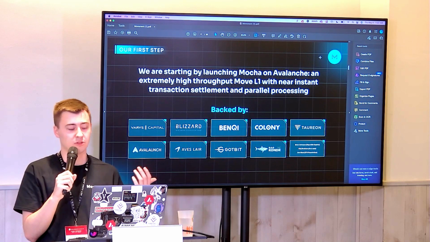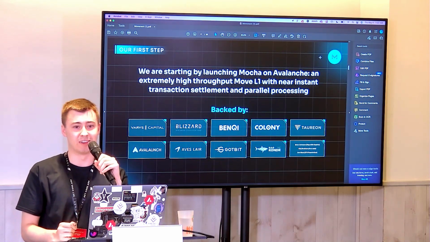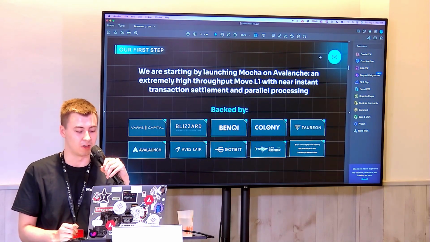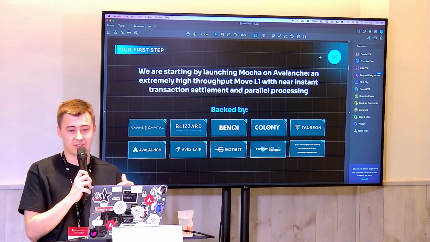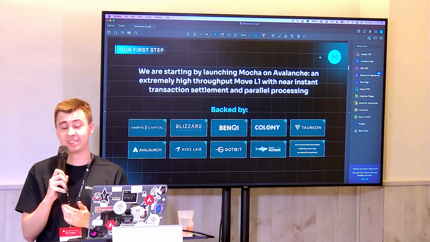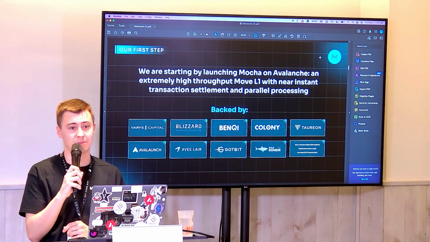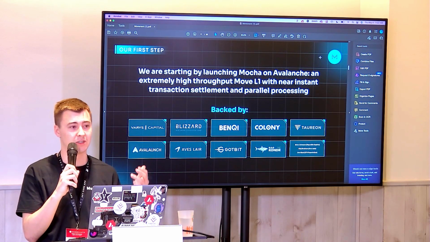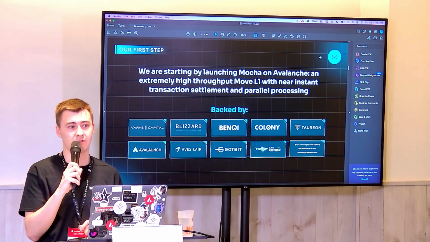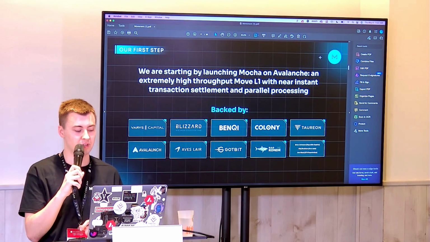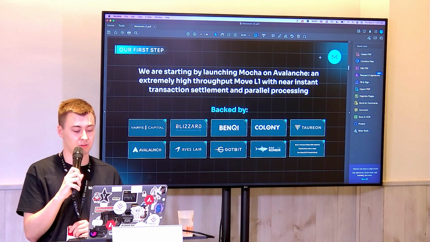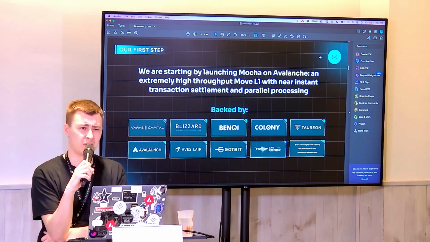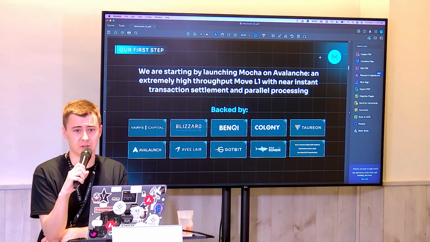So as Movement, we are beginning by launching a layer 1 on the Avalanche network called Mocha. It's extremely high throughput. We've done some tests with regard to TPS, and we were able to hit 50,000 TPS before even implementing parallel processing, which is another very powerful feature of the Move language. We're backed by a lot of awesome partners, particularly from the Avalanche ecosystem.